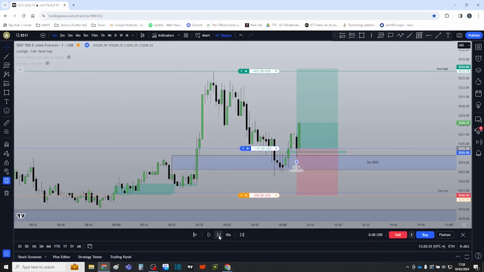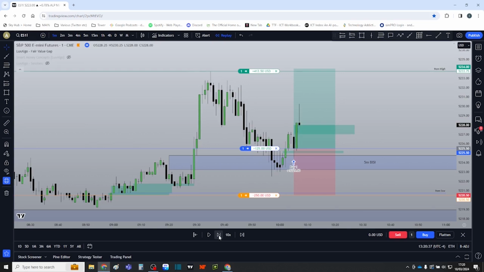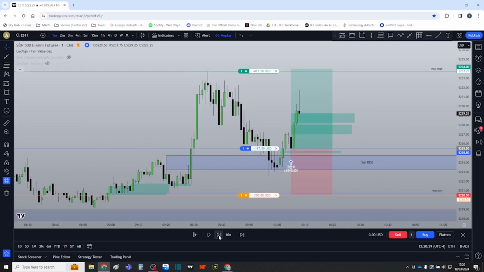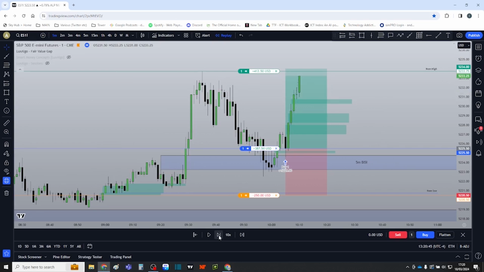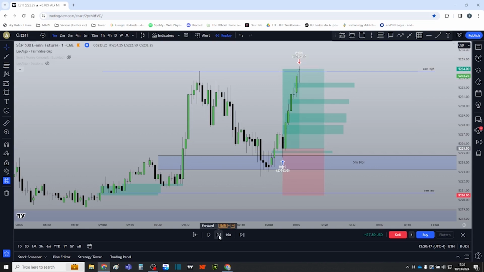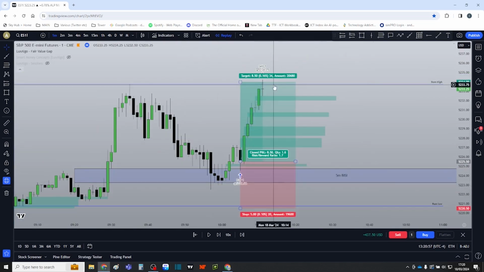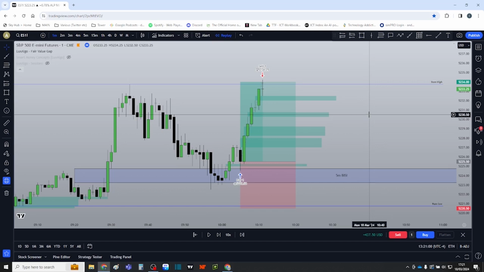Big rejection off. Another. Another. There you go, and that is the exact trade that I took. Bought there, sold there. You do not need to be in there going for Hail Marys.